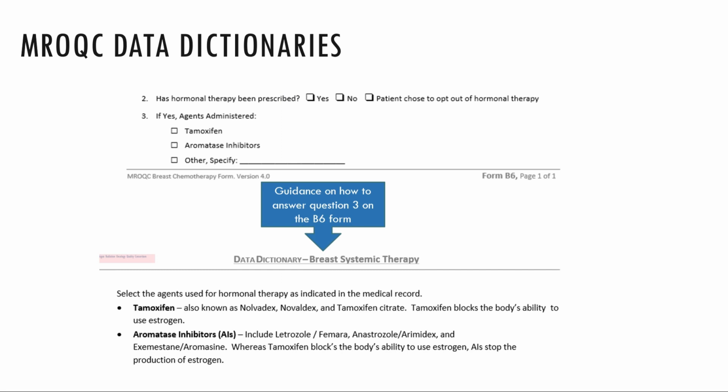Here's an example of what a data dictionary looks like. If you look at question 3 at the top, the bottom snippet from the data dictionary outlines some possible medications that the patient could have been prescribed.